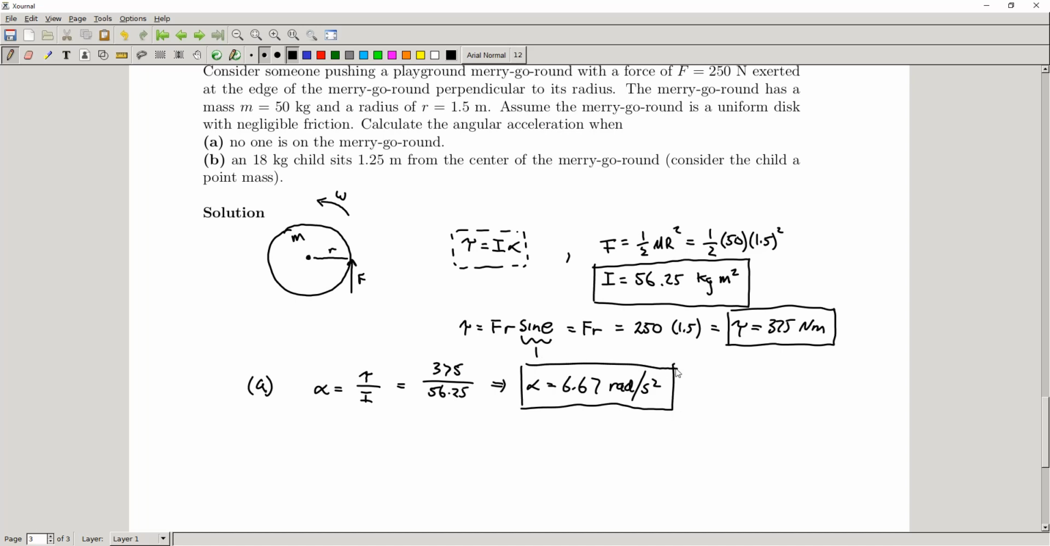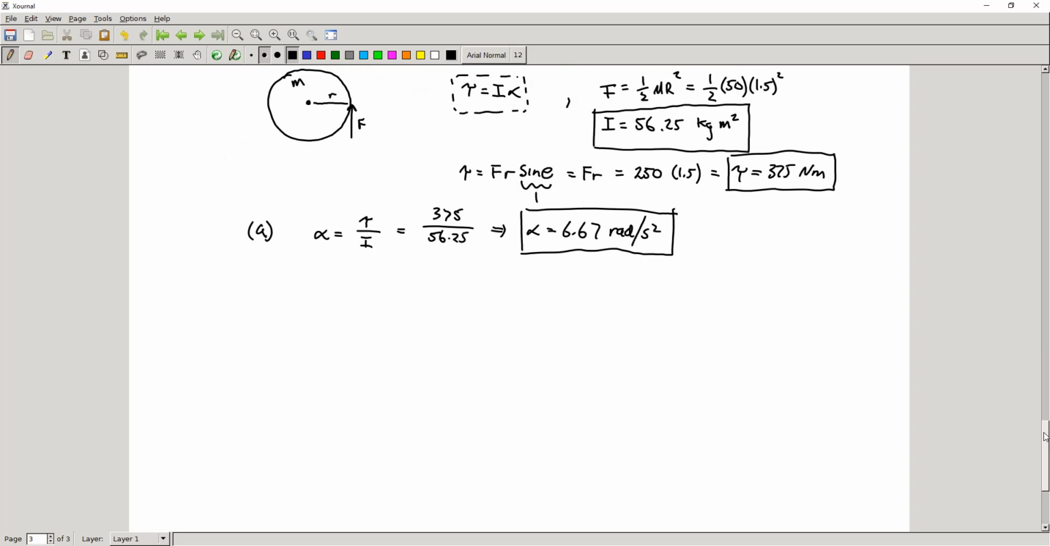Now in part B, what happens? We have a child that moves on, and maybe I'll draw it again here. So we have part B. We're going to have the same setup. Oh, I can try this fancy circle tool. Let's see if that works. We're going to have this circle. Yeah, it works. Okay, so we're going to have this merry-go-round. It's going to have a center here. It's going to have a radius here. And let me relabel this. So we're going to have R, we're going to have M, we're going to have our force being applied here.